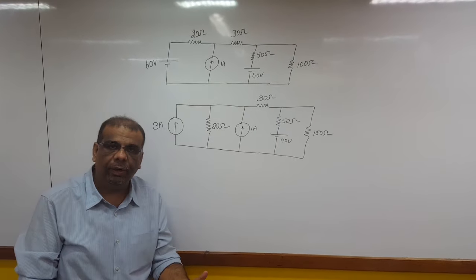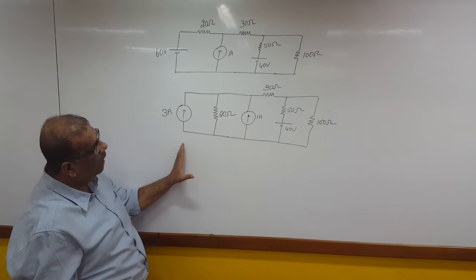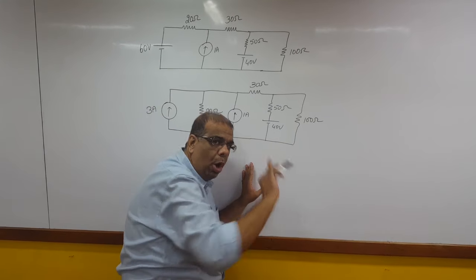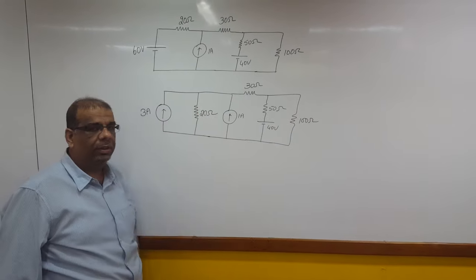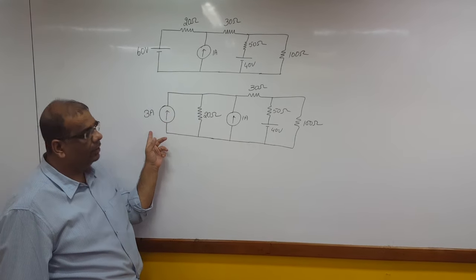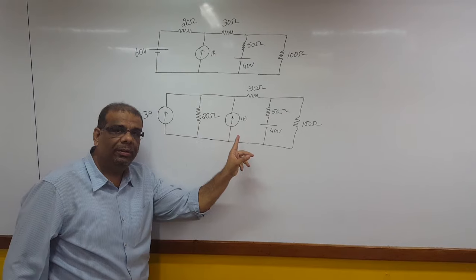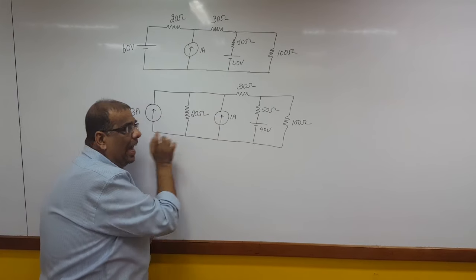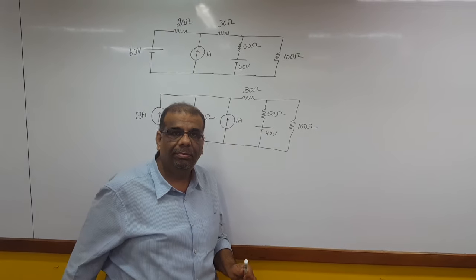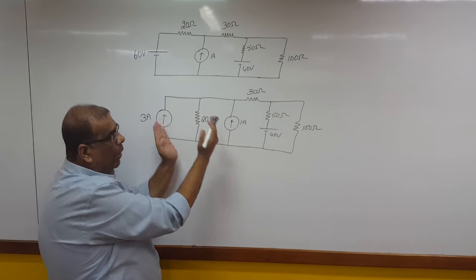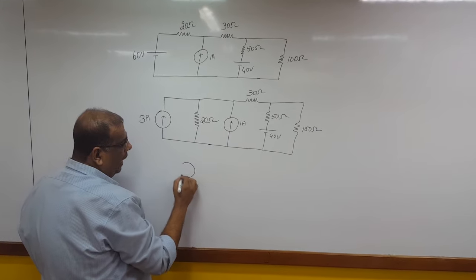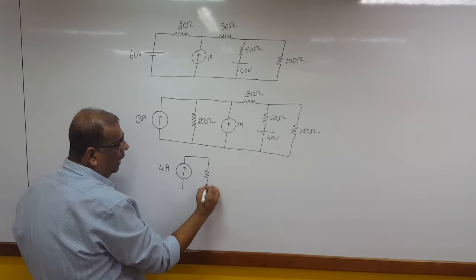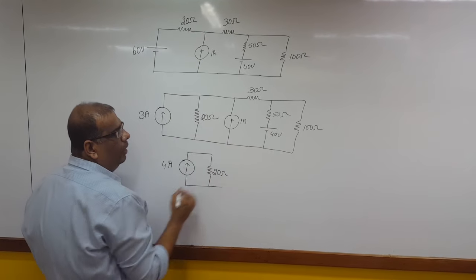Now, what can we do here? What to do further? Look at this part of the circuit. I told you, 100 ohm resistance not to be touched. Look at this part of the circuit. I can see 3 amperes, 20 ohms, and this 1 ampere. They're connected in parallel. That means 3 amperes and 1 ampere source are directly connected in parallel with each other. They both are in the same direction. So I can add them. This gives me a current source of 4 amperes and a 20 ohm resistance in parallel with it.